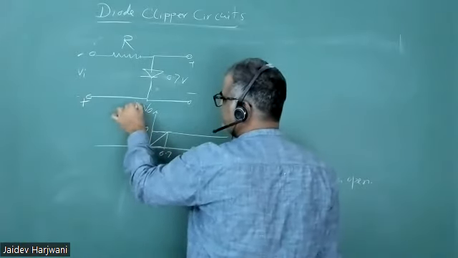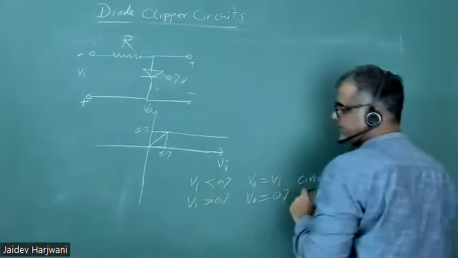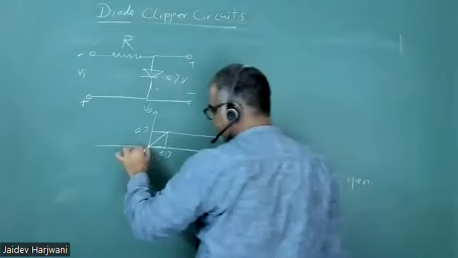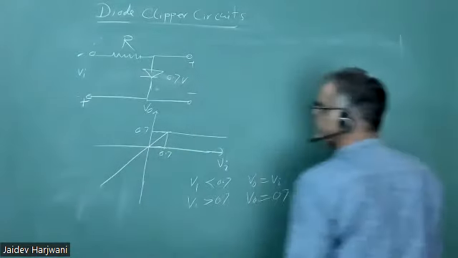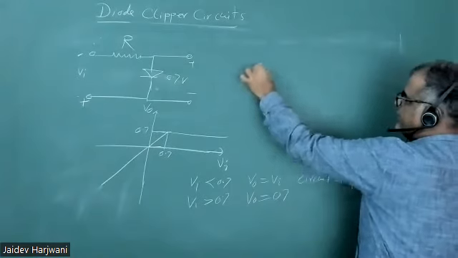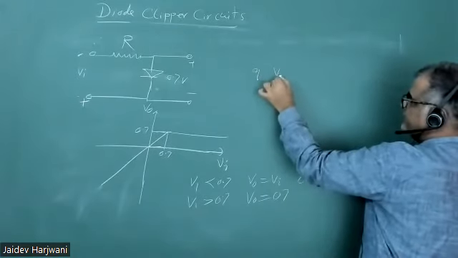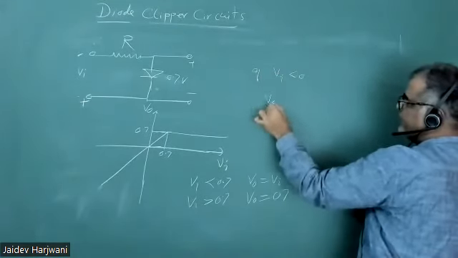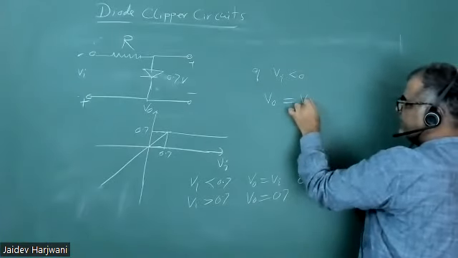Okay, so what is the voltage you will get here? Whatever positive comes, we will take the negative. Same thing, you get it like this. Okay. Minus Vi. If V input is less than 0, then your V output will be the same as V input.